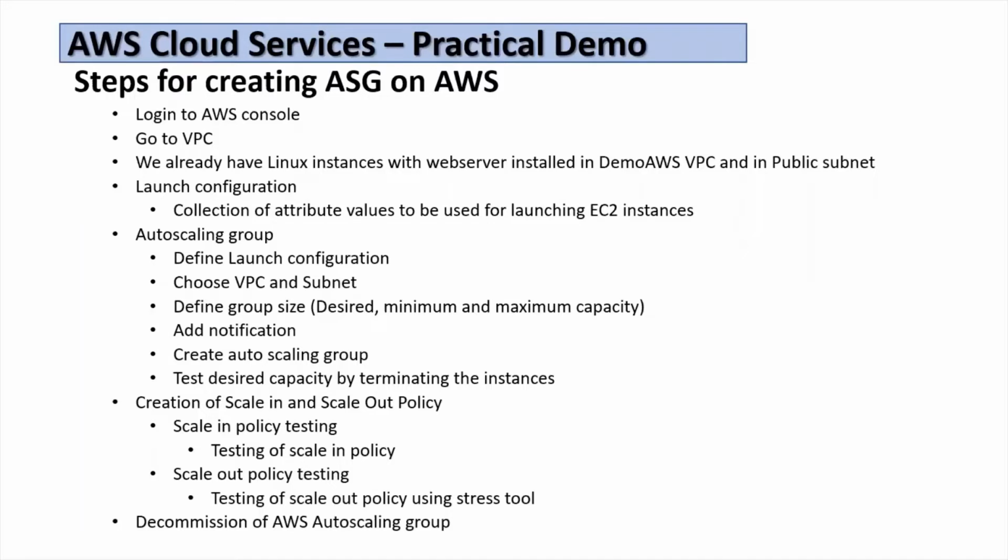So hello everyone, welcome back to another video on auto scaling group, in continuation to previous videos. In the previous video, we created a web server Linux instance, and we created an AMI, and then we created a launch configuration for auto scaling group. So let's move forward and create the auto scaling group out of it.